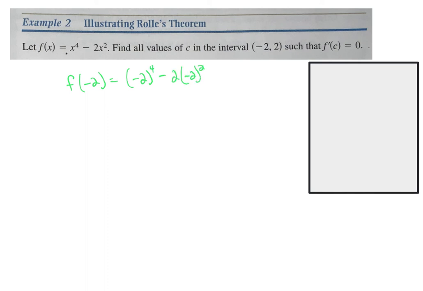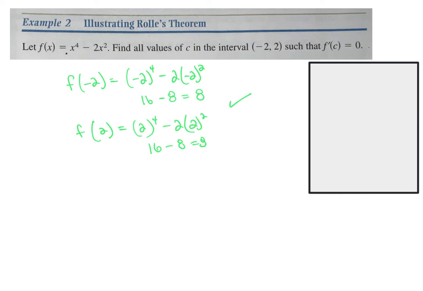So negative 2 to the 4th, that's 16, minus negative 2 squared is 4, times 2 is 8. So that's going to equal 8. Then we're going to do the same thing for the other endpoint, f of 2. 2 to the 4th minus 2 squared. That's again going to be 16 minus 8 equals 8. So we checked off the first box. Beginning and ending point have the same y value.